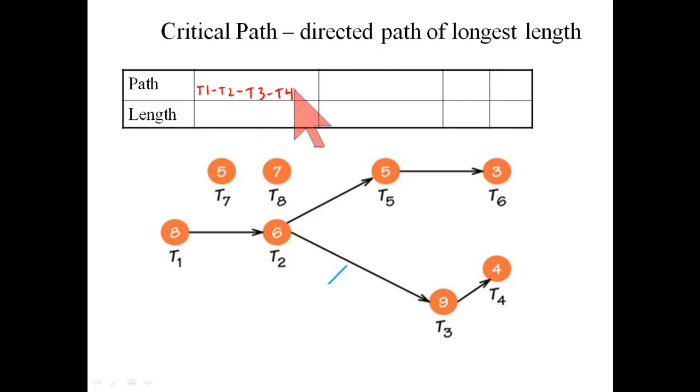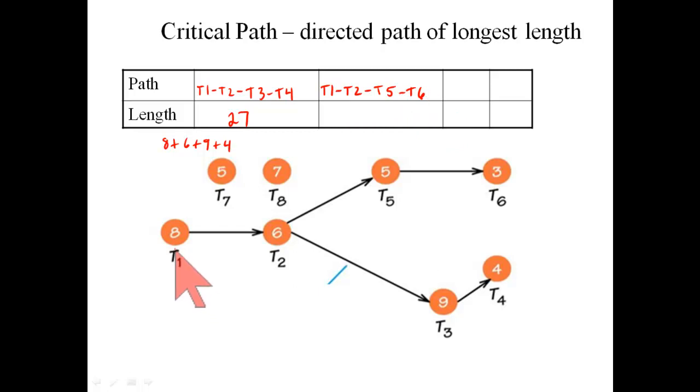What about its length? Well, here, instead of counting the number of edges, what we're going to do is add up the times of the vertices along that path. So 8 plus 6 plus 9 plus 4 is going to give us 27 for the length of that path. There are other paths. If I started at T1, went to T2, but then went on to T5 and on to T6, that's another possible choice.